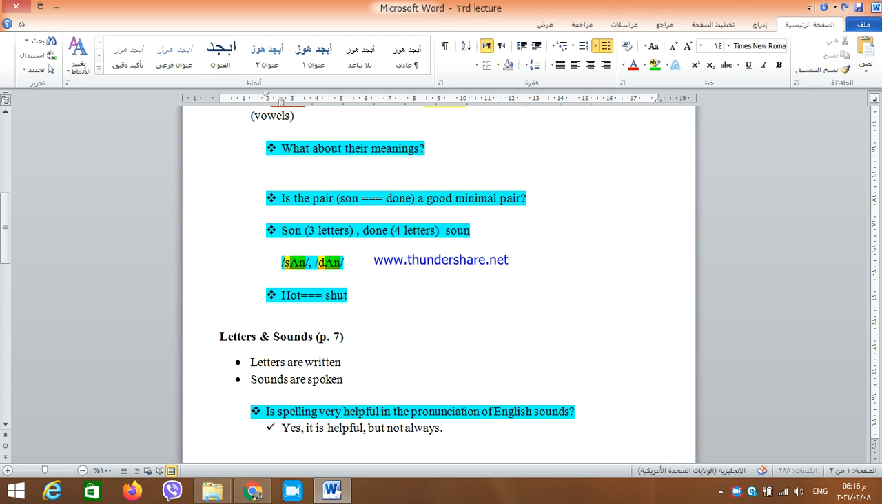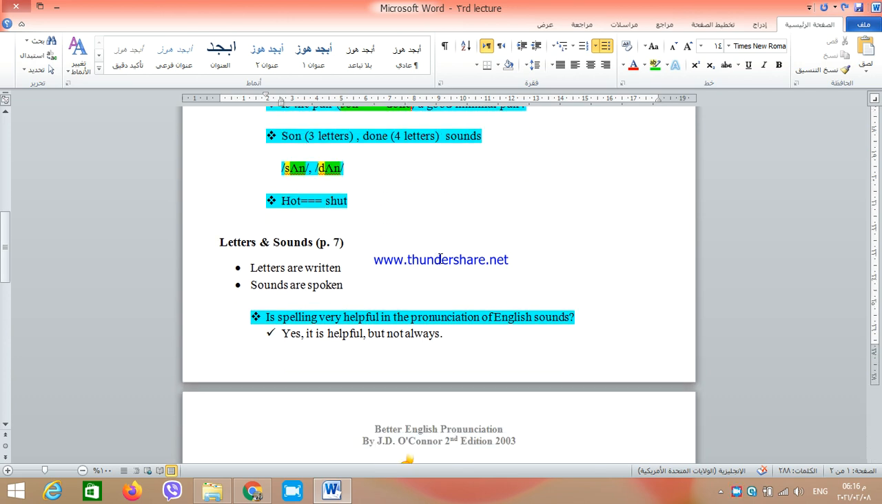Okay, so according to sounds, this is a good minimal pair, but according to letters, it's not. Letters are not important. We are talking about sounds.